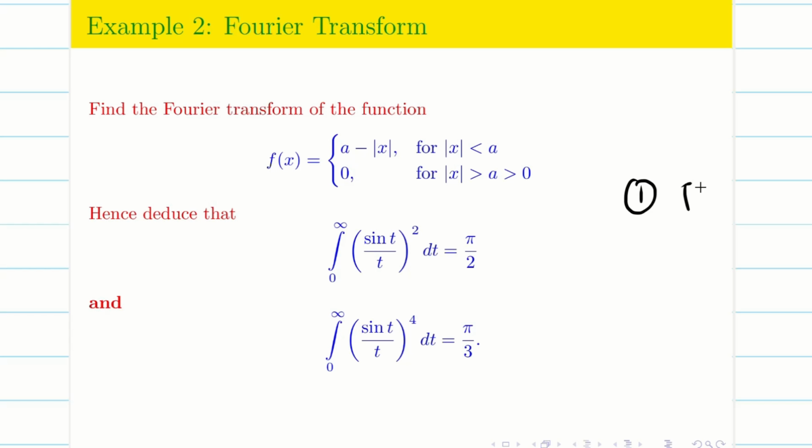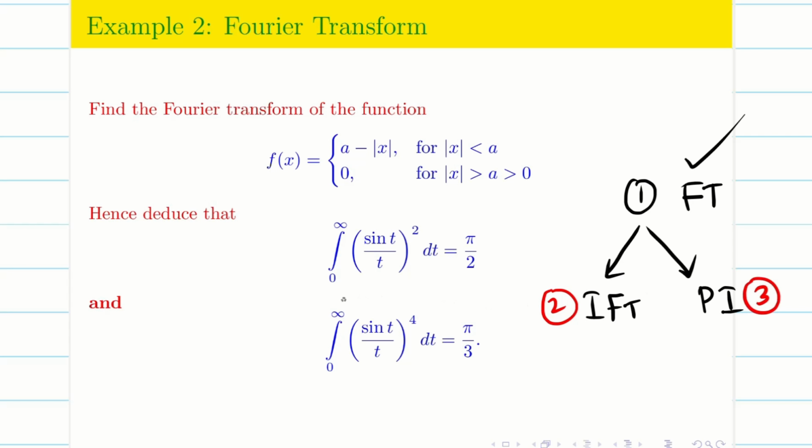My first step is finding the Fourier transform. This is the crucial, important and mandatory step. Then the next step is going to be either the inverse Fourier transform or Parseval's identity. It is according to the question. Now in our question we have two deductions. One is going to be done by the inverse Fourier transform, and the second is achieved by Parseval's identity. So we are going to use all three. So let us go into the solution.